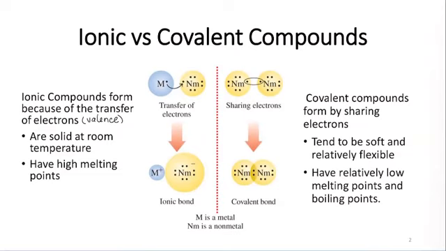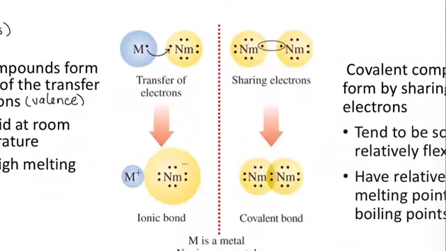Now, when it comes to ionic compounds, understand that they tend to be solid at room temperature. So sometimes we also call ionic compounds salts. And ionic compounds have a high melting point when compared to the other class of compounds, which are called covalent compounds, not non-covalent compounds.